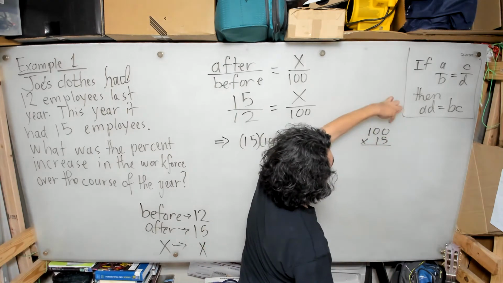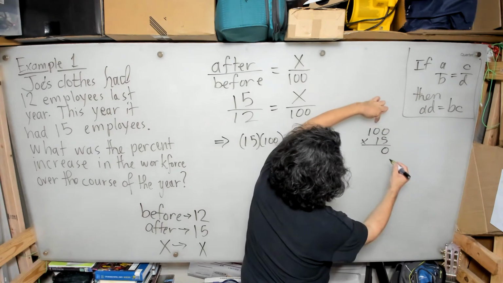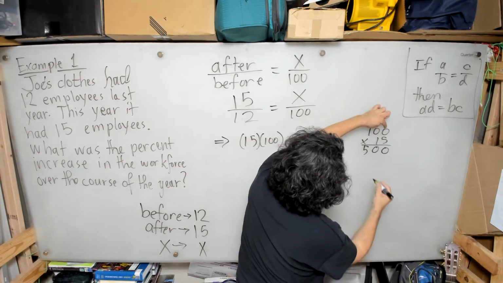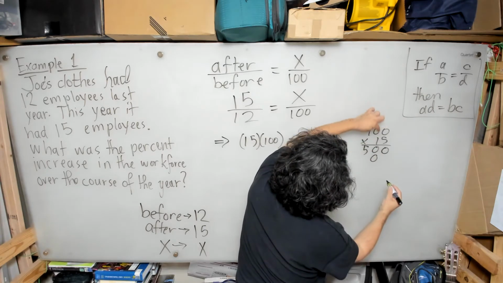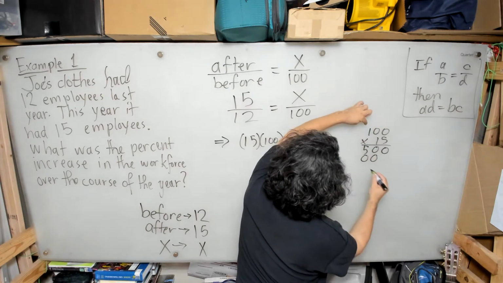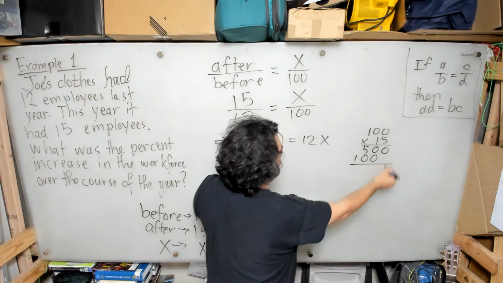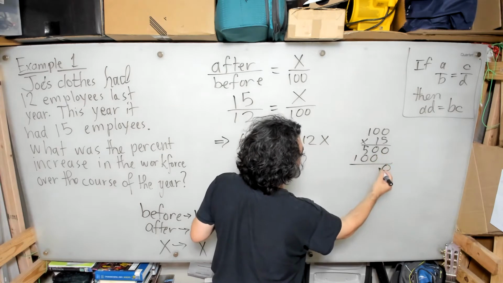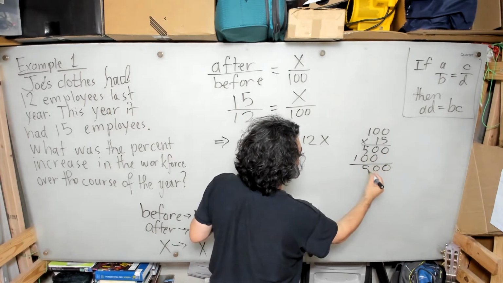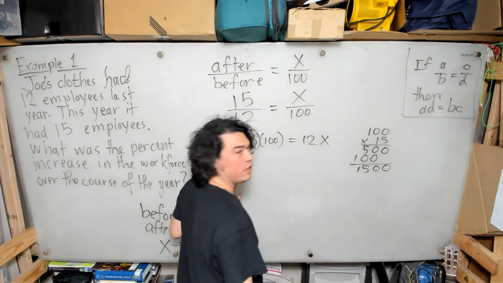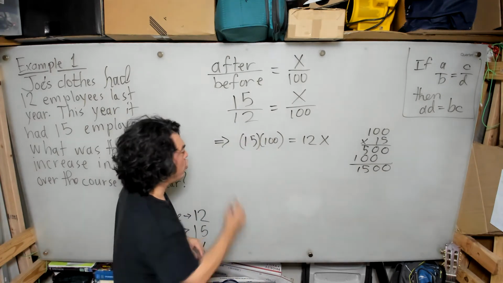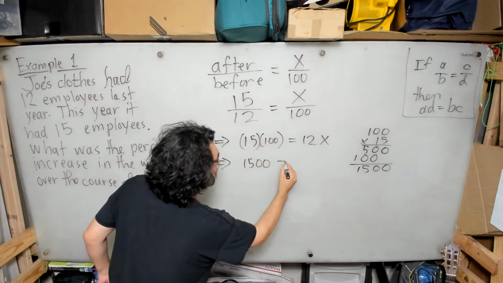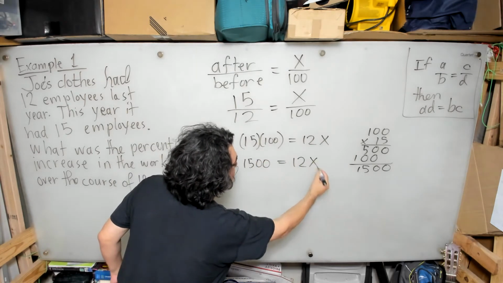5 times 0 is 0. 5 times 0 is 0. 5 times 1 is 5. 1 times 0 is 0. 1 times 0 is 0. 1 times 1 is 1. Then I add: 0 plus nothing is 0. 0 plus 0 is 0. 5 plus 0 is 5. And I bring down the 1. So it's 1500. This means that 1500 is equal to 12x.